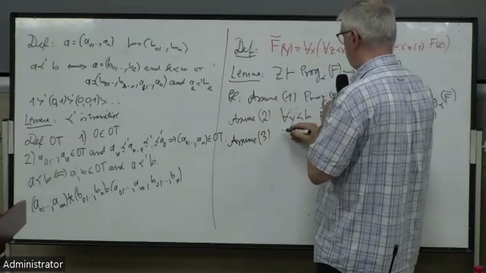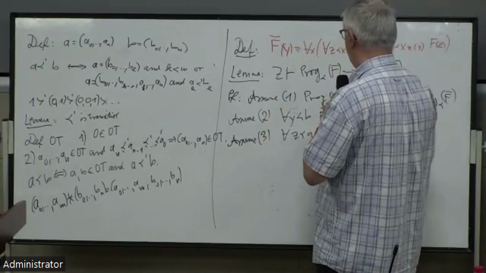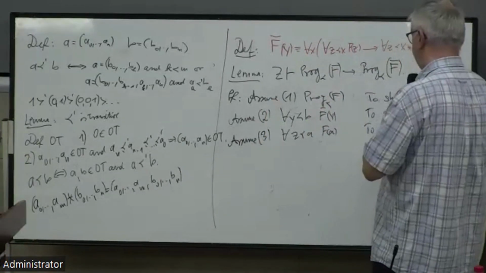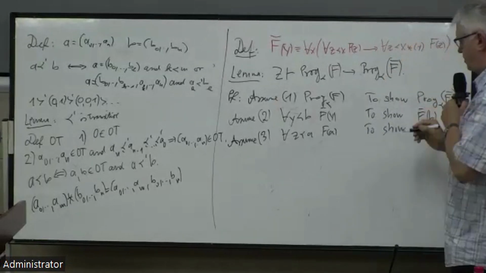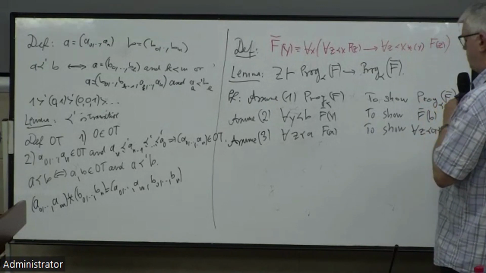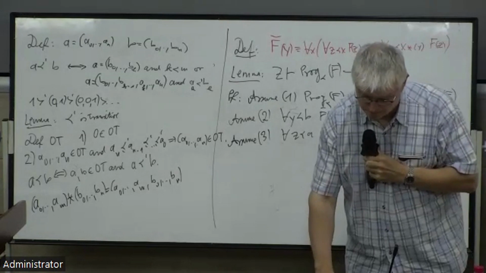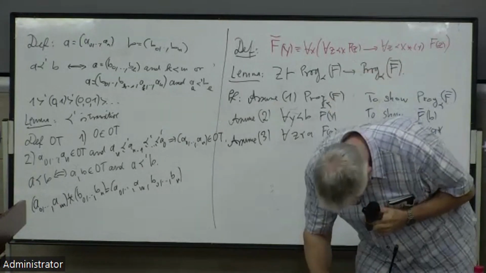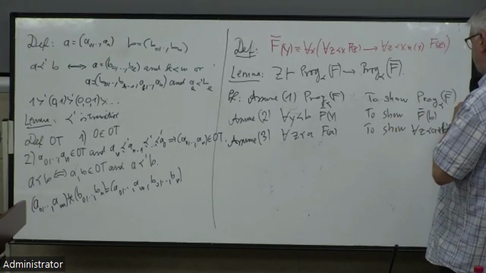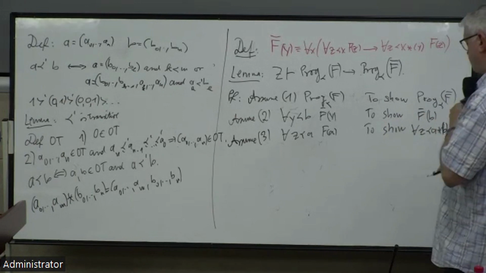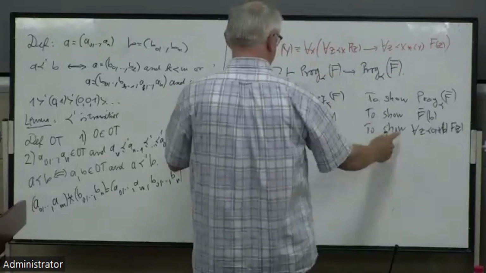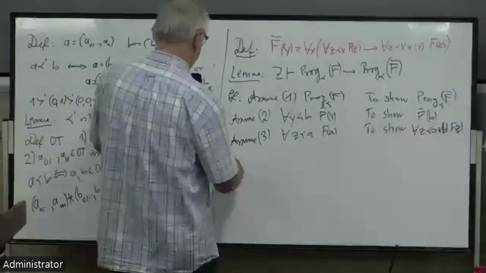So assume for all z smaller than a, f of a, to show this one here: for all z smaller than a times b, f of z. Now, how to prove this? The claim is the following.